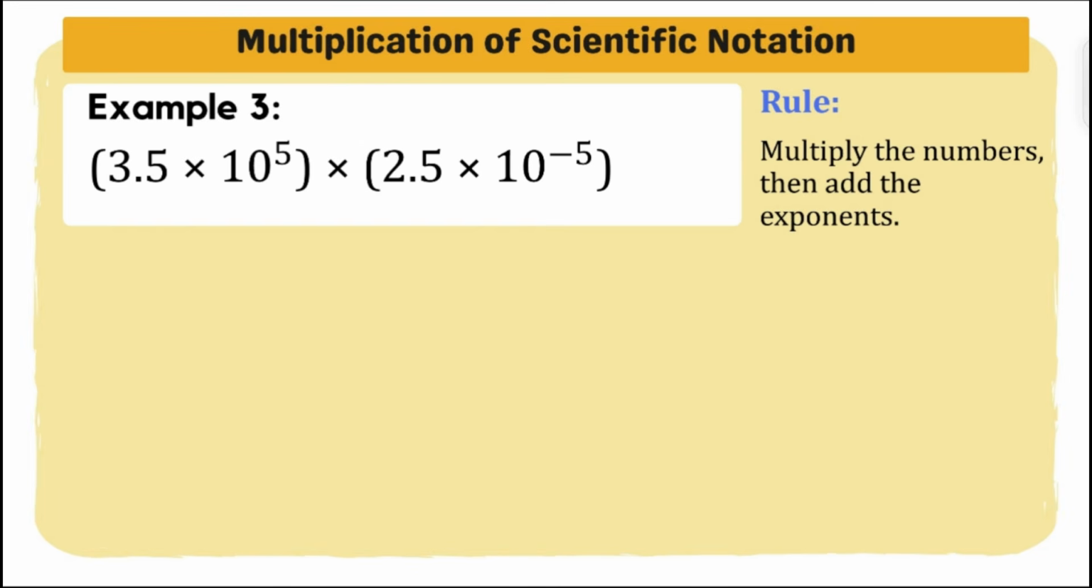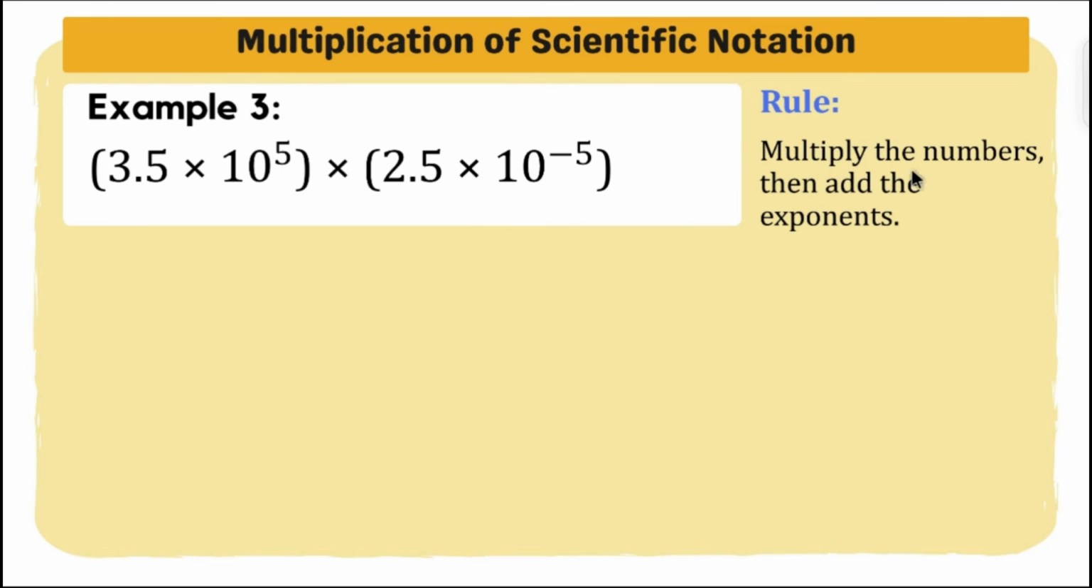Okay, example number 3, we have here 3.5 times 10 raised to 5 times 2.5 times 10 raised to negative 5. So if you notice, we have the exponent 5 and then negative 5. Okay, opposite po sila. This is actually a special kind of multiplication, special type of multiplication of scientific notation. Bakit siya special? Let's find out.